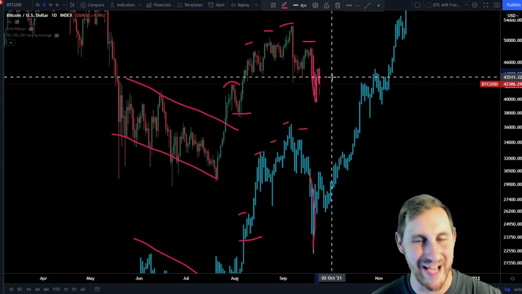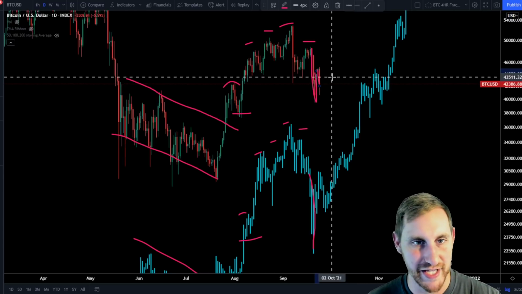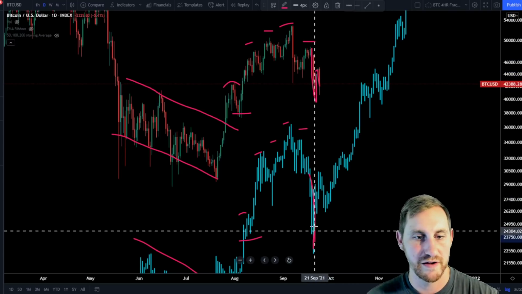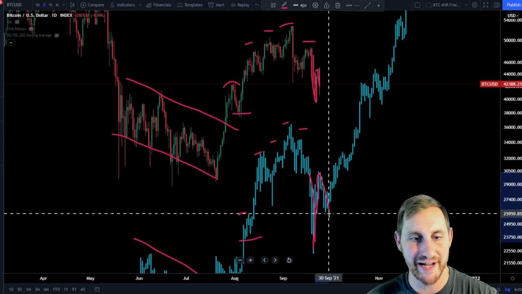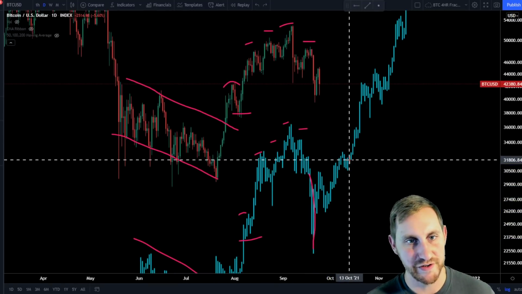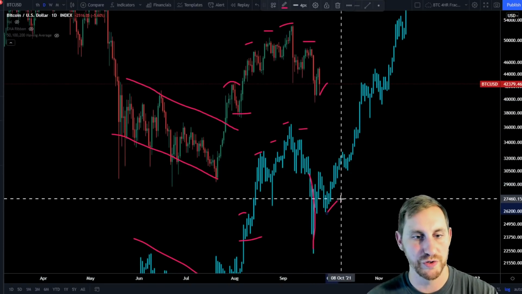Now, we haven't closed the day yet. We don't know if this is going to play out the way we want it to just yet, so we've got to see where we close. But you can see we did a similar thing here. We came back up, came back down, made a higher low, and we continued up from there. So that's one of the scenarios that we could play. This could already be the higher low that we're looking for.